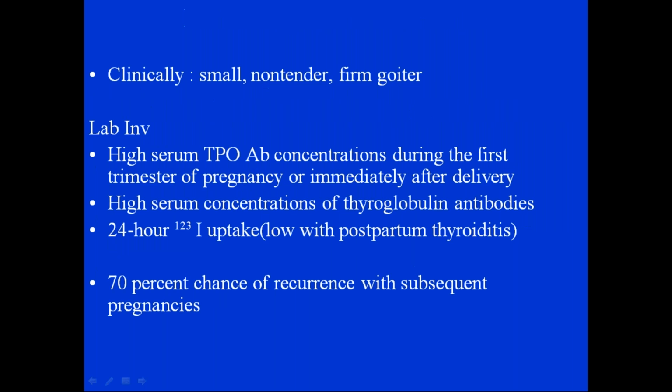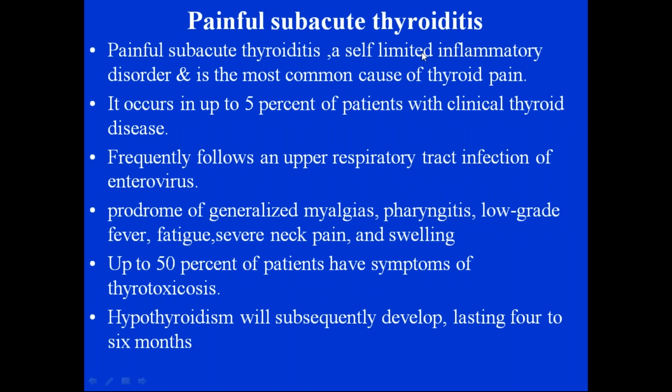Painful subacute. So we had seen painless postpartum and painless sporadic. Now the painful subacute. It is a self-limited inflammatory disorder and is the most common cause of thyroid pain. When the patient comes with neck pain and you suspect a thyroid swelling that is painful, then the most common condition is painful subacute thyroiditis. It occurs in 5% of patients with clinical thyroid disease. It generally follows a viral infection, post URTI. The patient will have myalgias, pharyngitis, low-grade fever, fatigue, and up to 50% of patients may have symptoms of thyrotoxicosis. But ultimately, hypothyroidism will occur after 4 to 6 months.